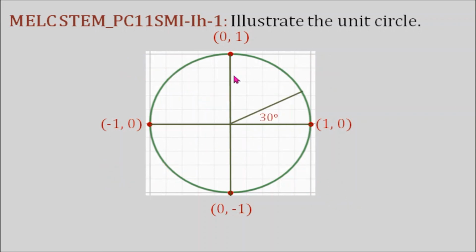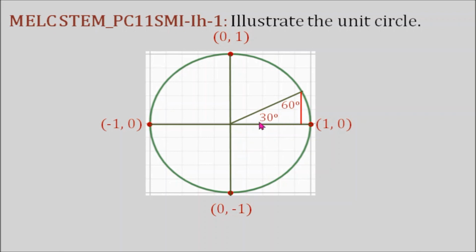Now, if we are going to divide the 90-degree angle into 3, that means it's 30 degrees. Now, what will be the coordinates of the terminal point here? Again, if we are going to drop a line from this point to the x-axis, so this angle here measures 90 degrees, so that means this angle here measures 60 degrees.